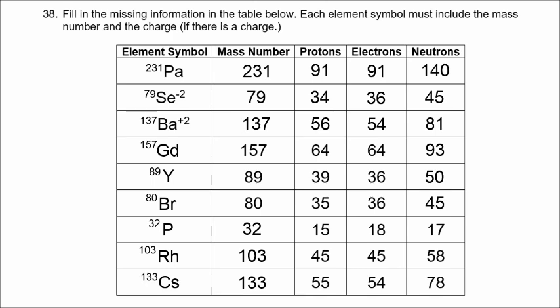As far as the charge is concerned, the gadolinium does not have a charge because protons and electrons are equal. But everything else, except for the rhodium, actually does have a charge. So yttrium has a +3 charge. Bromine has a -1 charge. Phosphorus has a -3 charge. Rhodium is neutral. And cesium has a +1 charge. So now the table is complete.